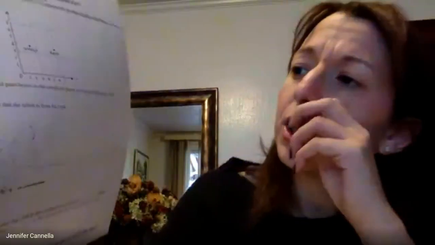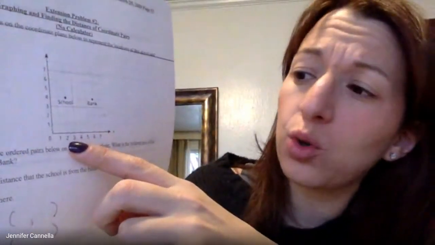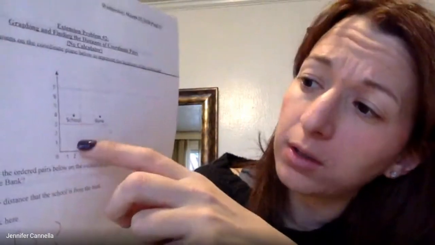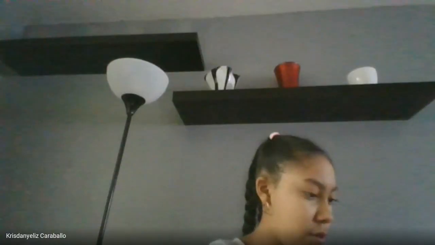All right. So the school. How do I get to the school? I go to 2 and I go up to what number? 4. How about the bank? I go to 6 and I go up to 4 again. 4. 2 comma 4 is the school. And the bank is 6 comma 4.